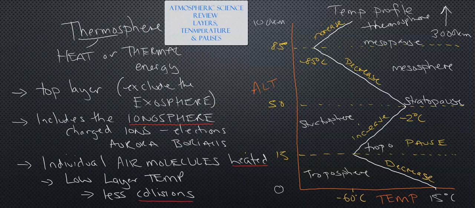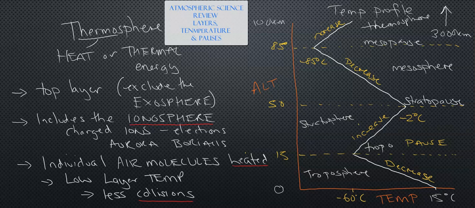Then we're on to the thermosphere. Now, thermo means heat or thermal energy, so we're looking at a layer that's heated. Now, where is it heated from? It's heated from the first interaction with radiation from the sun, the EM spectrum. So it's going to be heated by radiation, by UV, by X-ray, by microwave. It's going to be heated by these energy wavelengths, and the individual air molecule is going to be heated.